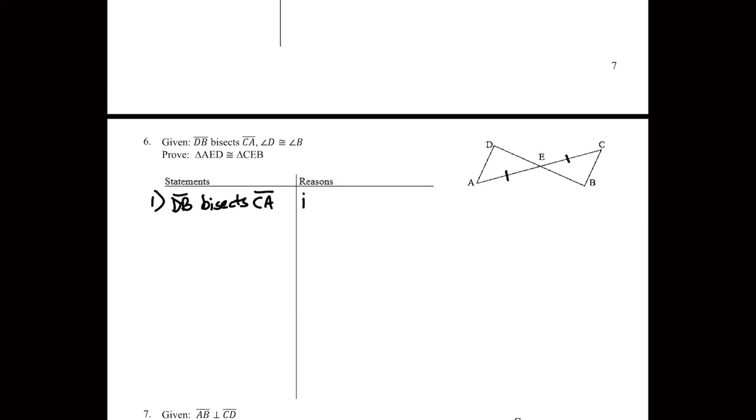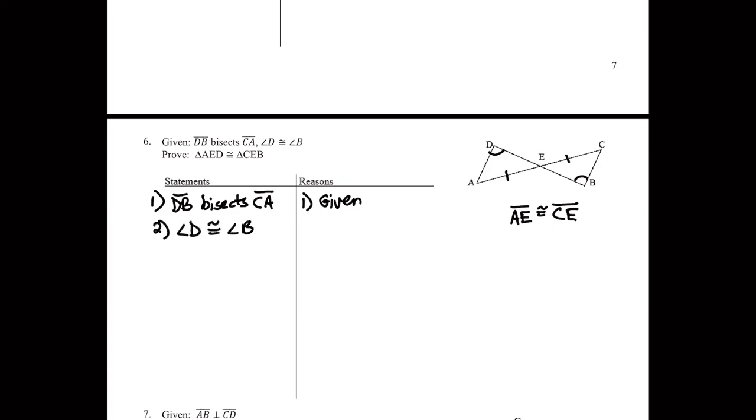So that means, so this is my given, that AE has to be congruent to CE. And we'll get to the justification on that in a sec, right? But hint, it's in the statement. So bisect is going to be in there somewhere, right? They also flat out told us that D and B are congruent to one another. Right. So my second given here would be angle D is congruent to angle B.